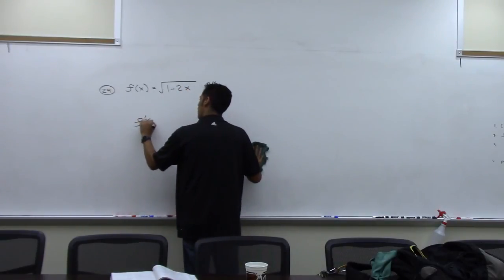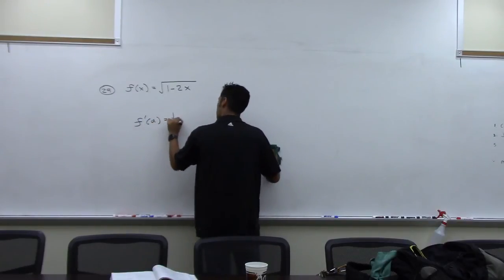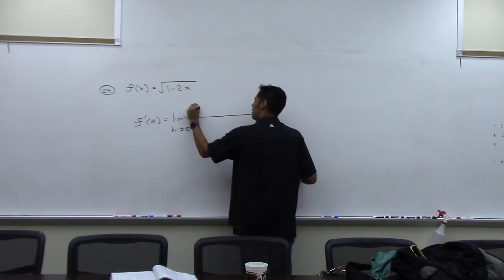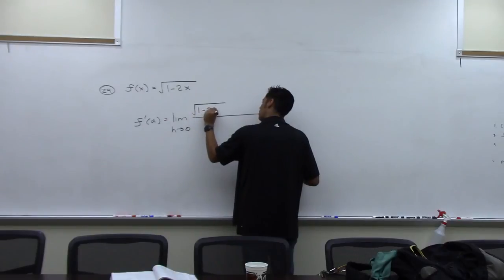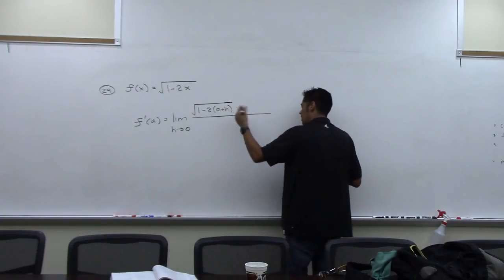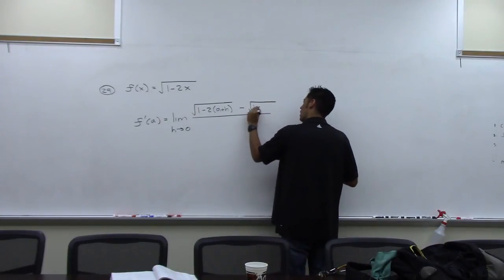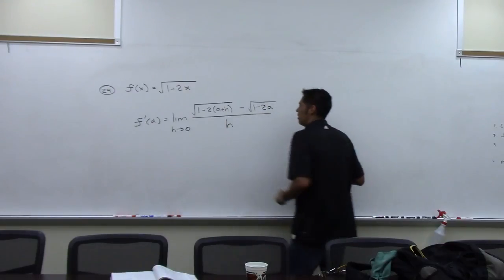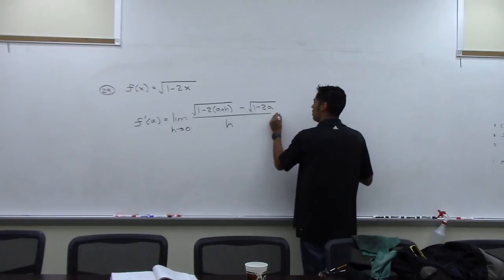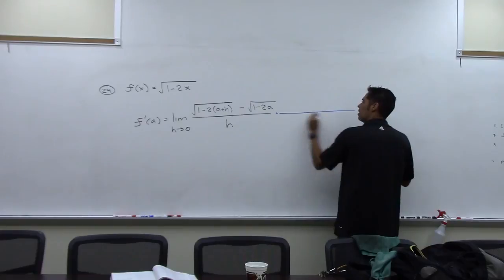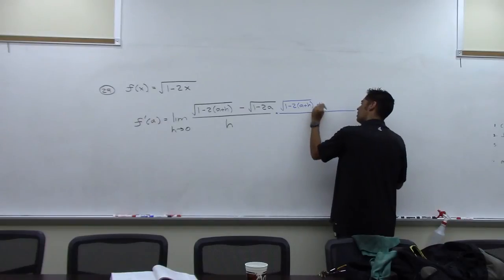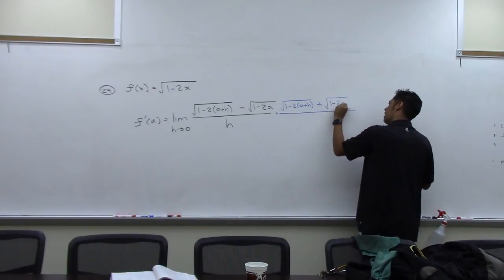So the derivative at a is the limit as h goes to 0 of f of a plus h. So I plug a plus h in that. Be careful. 1 minus 2 in parentheses a plus h. Then minus, I plug a into that. So f of a is square root of 1 minus 2a. Then all over h. And immediately you should be thinking conjugate, because you see 2 radicals there separated by subtraction. We can come in here and introduce root 1 minus 2 times a plus h plus root 1 minus 2a, and I do the same thing on the bottom.